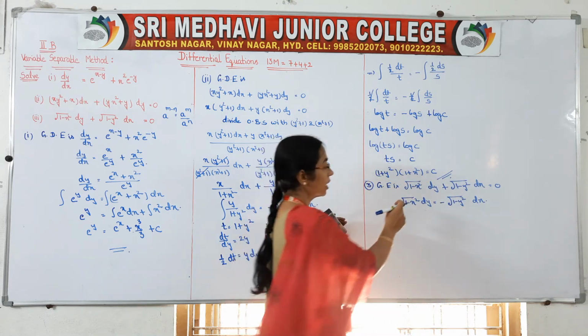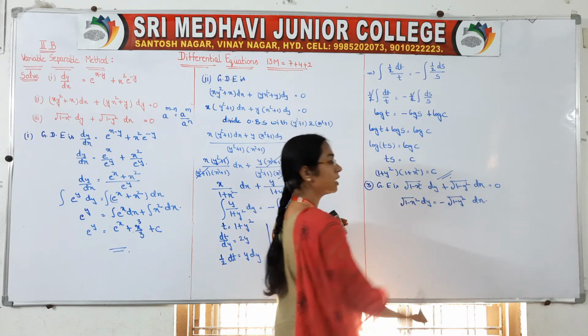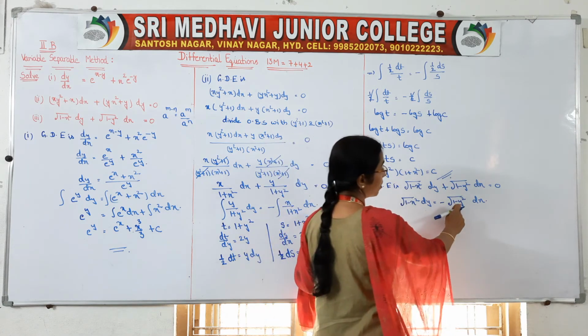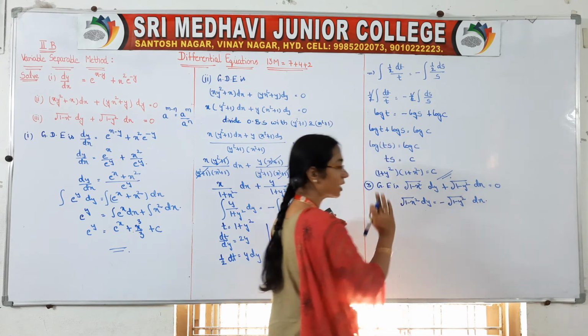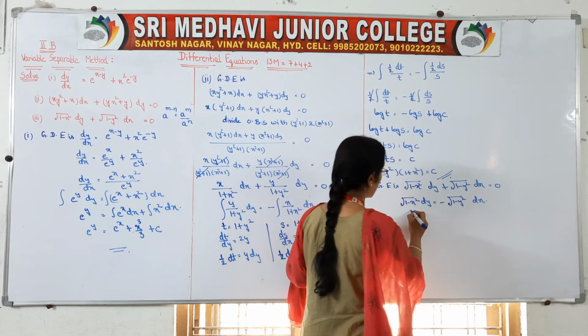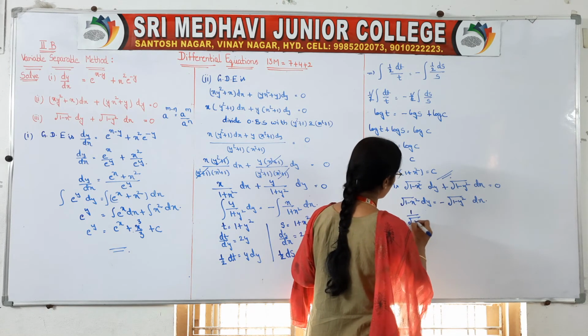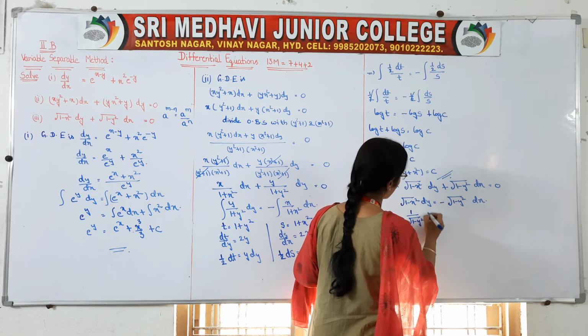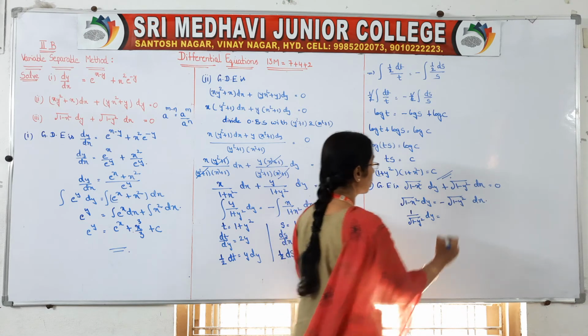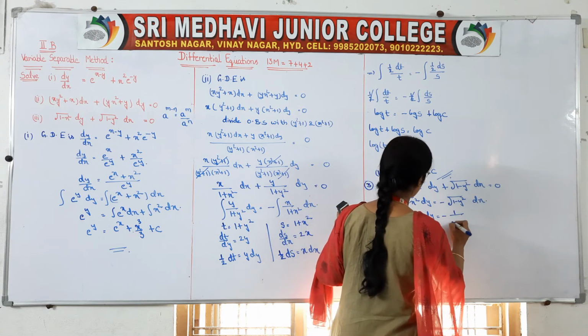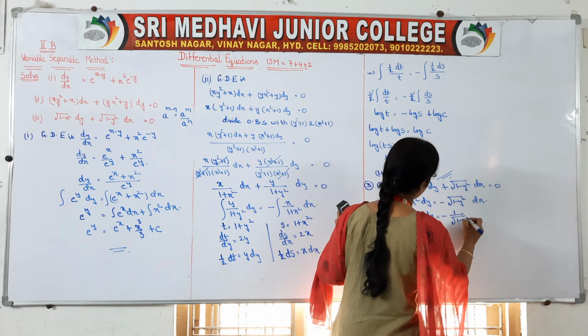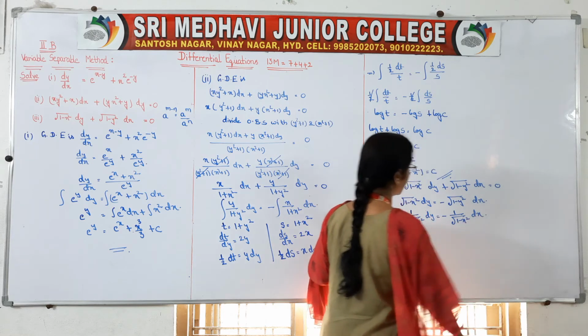We can send it, it is multiplying. If you send that side, it will divide. Same thing, it is multiplying with the dx. Send this side, it will divide. So it is 1 by root of 1 minus y square dy is equal to minus 1 by root of 1 minus x square dx.